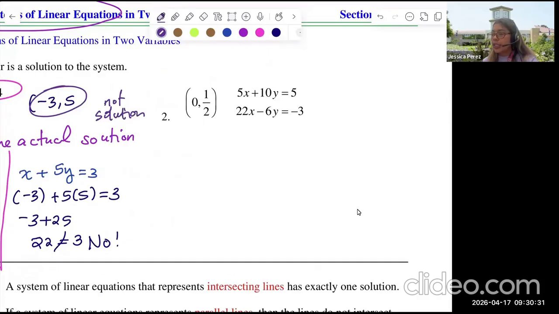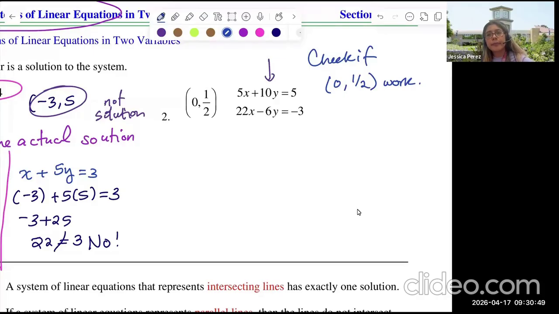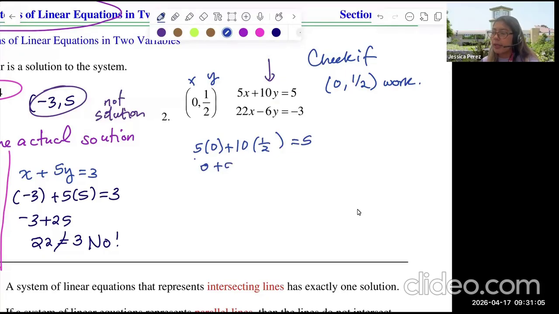Now that's when we're trying to check. So similarly, we're going to substitute into this equation. We want to check if the point 0, 1/2 works, so if that's a solution for both of the equations. So let's do 5 times 0 plus 10 times, remember, this is the x value, this is the y value, 1/2. Does that give me 5? Well, 5 times 0, that's 0, plus half of 10, that's 5. 5 equals 5, that is correct.